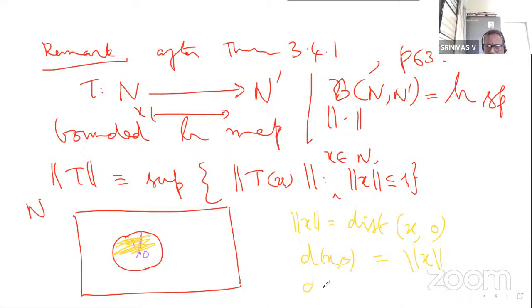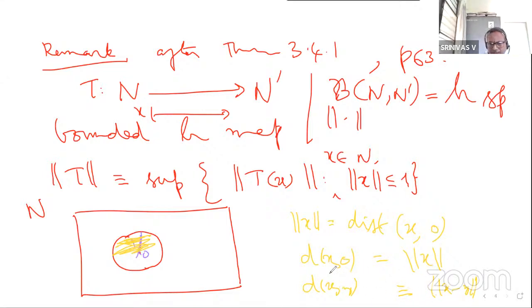If you have two elements x comma y, you look at the difference x minus y, and consider the norm of x minus y. That can be defined as d of x comma y. If you take two elements x, y in N, and N is a normed space, you can take the norm of x minus y, define it as d, and you can see that this is a metric. This is called the norm-induced metric on N. Every normed linear space induces a metric. If you substitute y equal to 0, you get this.